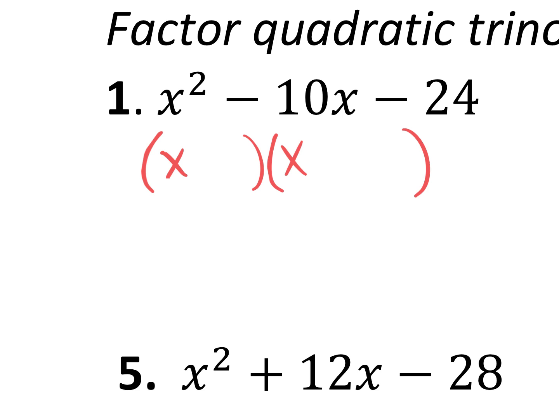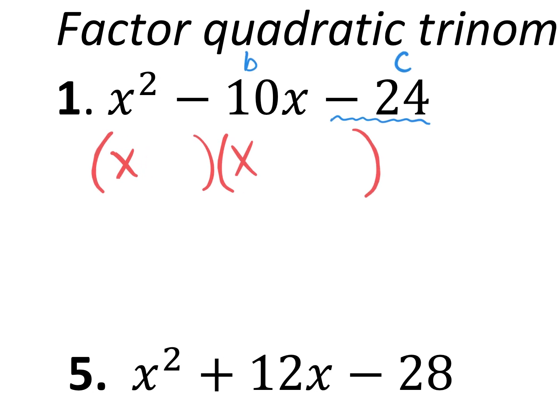And the trick is, what times what is your c value, which is negative 24, that if you combine together is your b value. I don't even think about b right now. I just want to focus on that c value of negative 24, and make a list of all the multiples of negative 24. I start with the number 1: 1 times negative 24, 2 times negative 12, 3 times negative 8, 4 times negative 6. And that's it, besides changing signs. So always make a list.